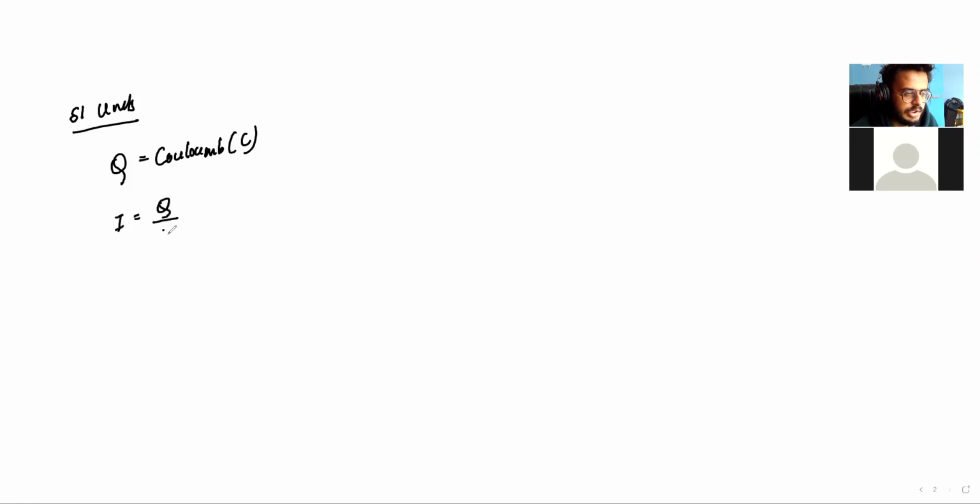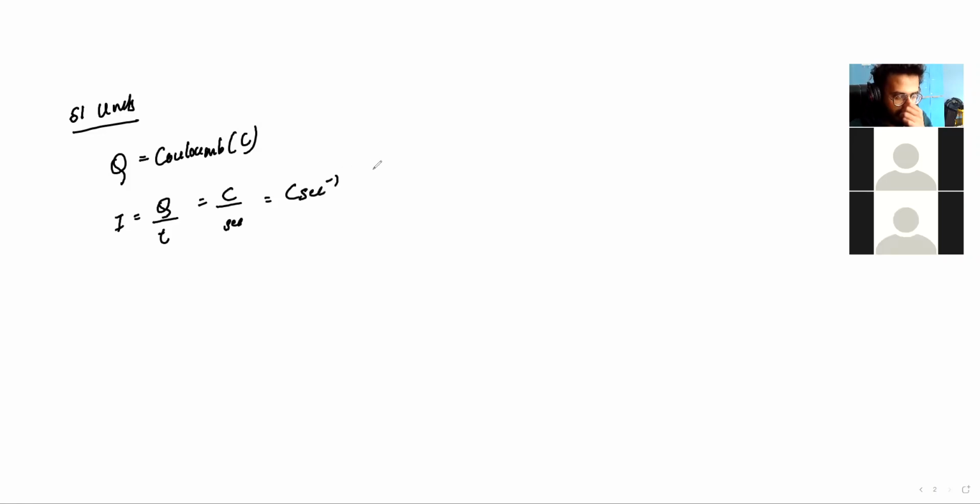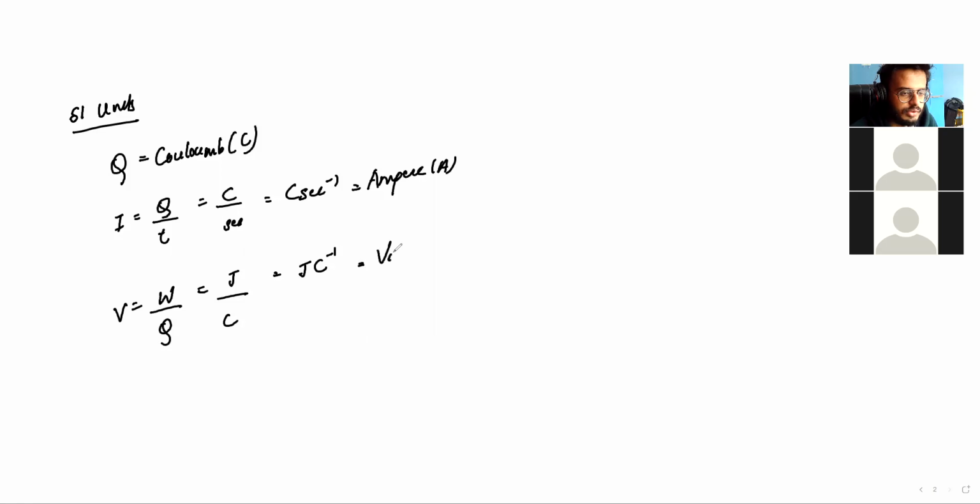Then we have current. Current is Q by T, right? So it is coulomb per second, or coulomb second inverse, which we generally call ampere. Voltage is work done per charge. The SI unit of work done is joule, and of charge is coulomb. So this is joule coulomb inverse, which most of the time we call volt. These are the SI units that you need to know by heart.